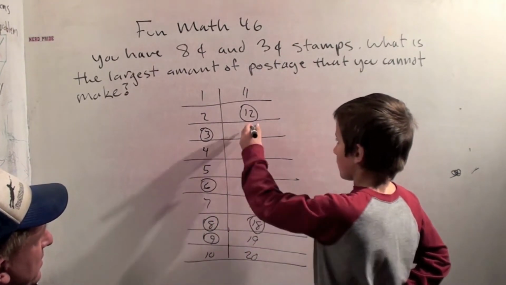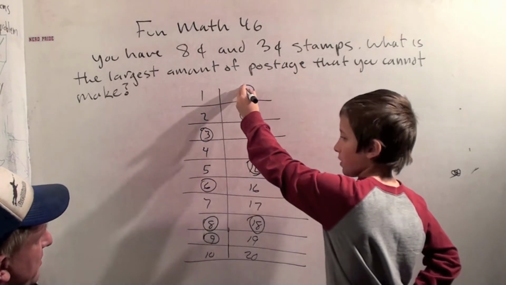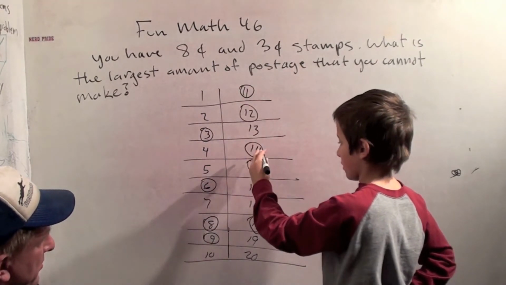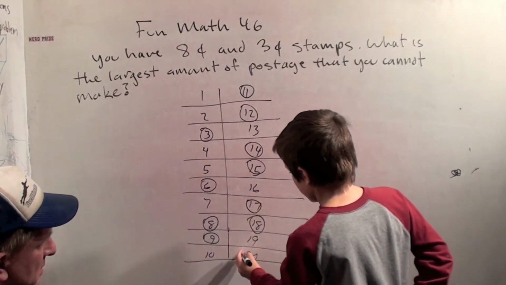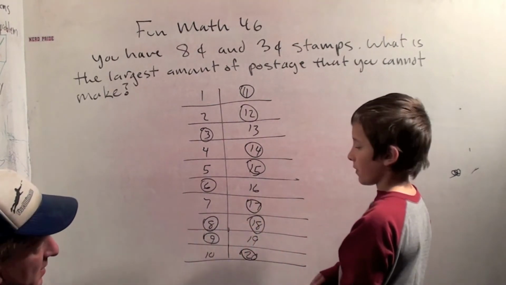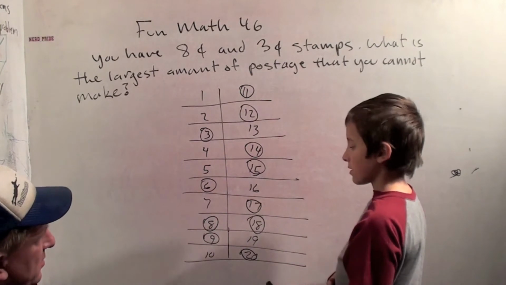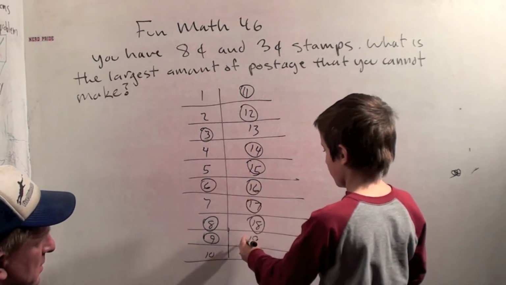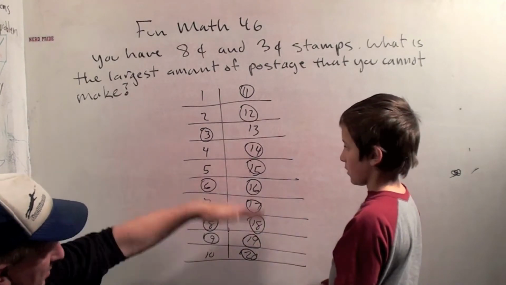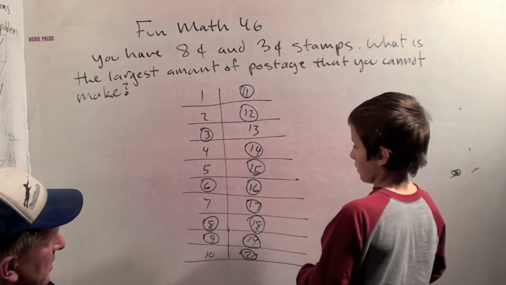So 8 plus 3 is 11. 11 plus 3 is 14. 14 plus 3 is 17. 17 plus 3 is 20. Okay, awesome. What's the next simplest thing? Two 8s. 16 plus 3 is 19. And then it just keeps going.